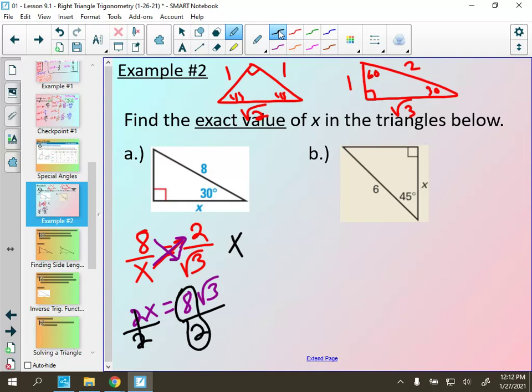What's 8 divided by 2? 4. So 4 is in the numerator. 4 times the square root of 3 is what we would end up with for that value of x there.